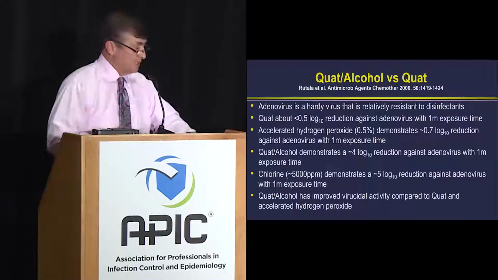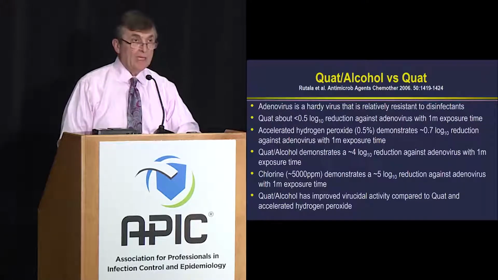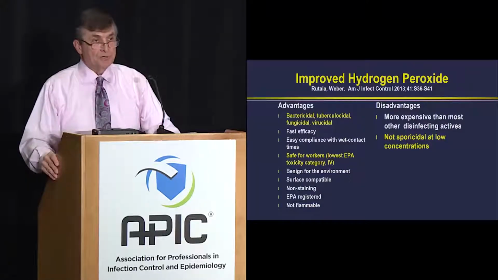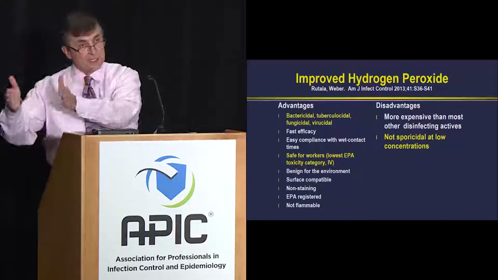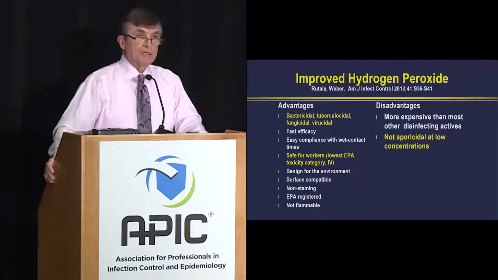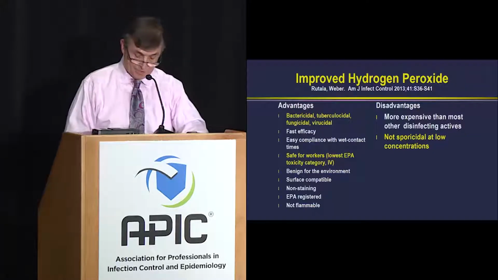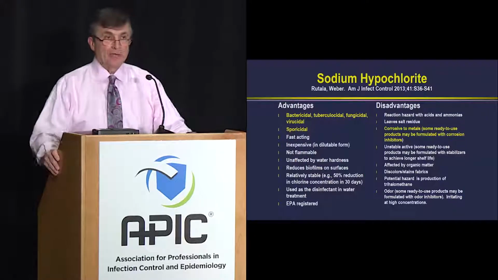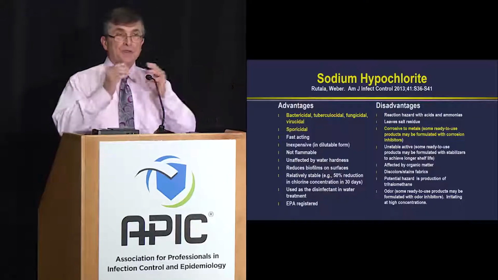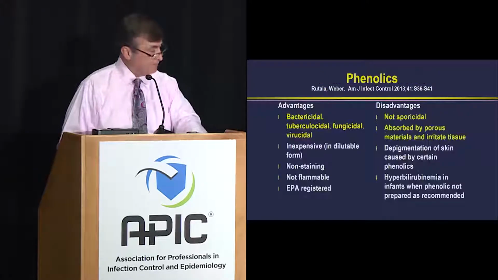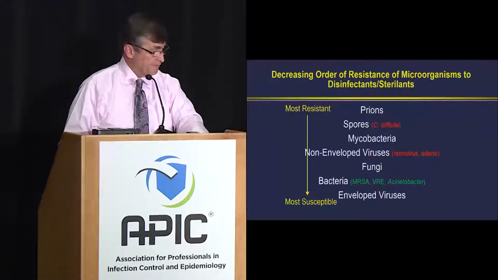So the point is that something like quad alcohol has improved virucidal activity compared to a quat and some other products like accelerated hydrogen peroxide. As far as accelerated hydrogen peroxide, we know that it has advantages and disadvantages. The advantages include things like bactericidal, tuberculocidal, fungicidal, virucidal, and of course, safe for workers. Sodium hypochlorite, again, advantages and disadvantages. One major advantage with sodium hypochlorite is it's sporicidal at higher concentrations. And phenols also have those advantages and disadvantages.